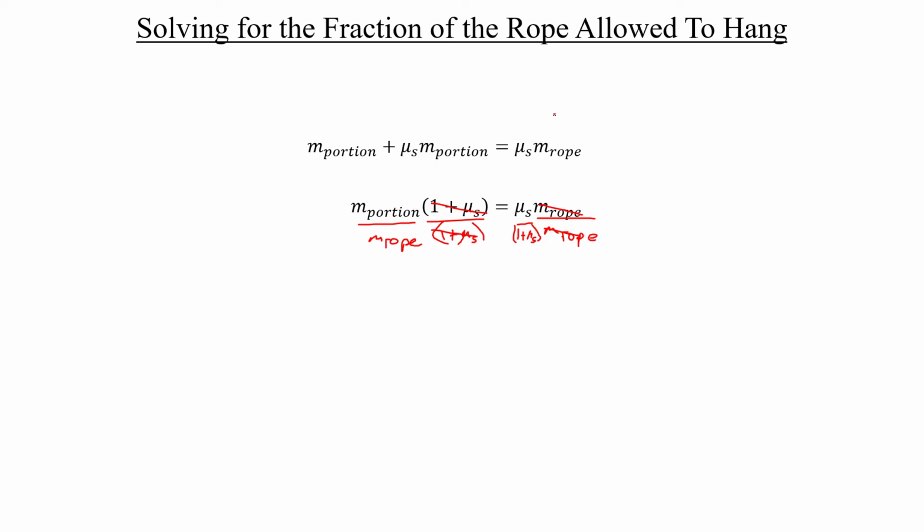Because now, if I rewrite this cleanly using this text, I have a fraction of masses equal to a fraction involving the coefficient of static friction. And surprise, surprise, that is exactly what we wanted. We don't know anything about the mass of the portion of the rope or the mass of the entire rope, but we don't care. We don't need to know that. We can get that information from the coefficient of static friction alone. That alone will tell us all of this.